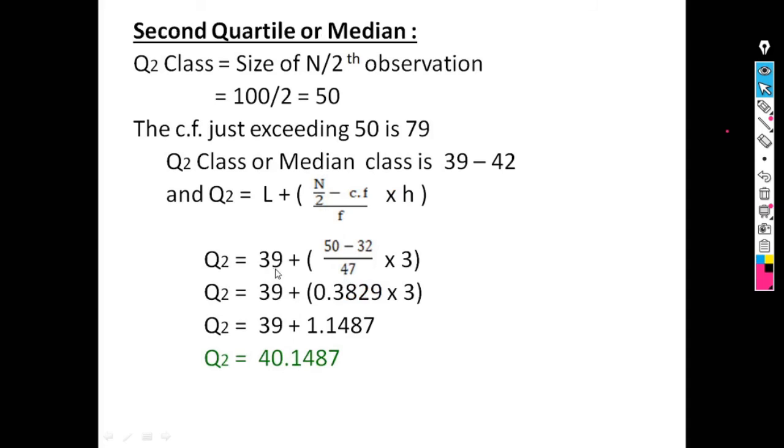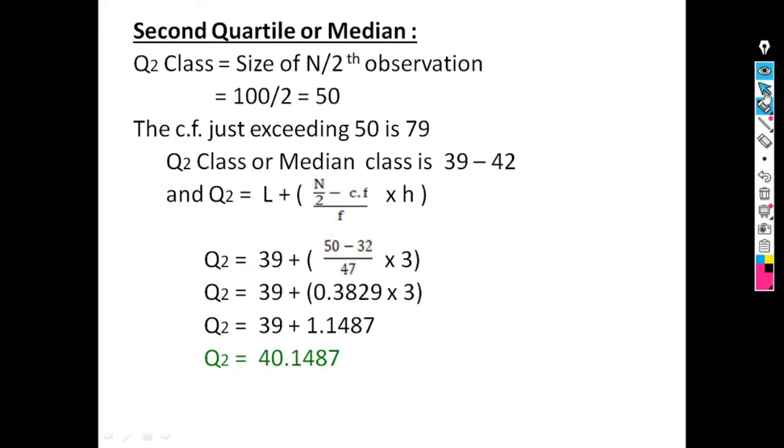So Q2 is equal to 39 plus 50 minus 32 divided by 47 into 3. After calculating all this, the value of Q2 is equal to 40.1487. Our class interval is 39 to 42, and the value of Q2 lies between 39 and 42. So our answer is right.